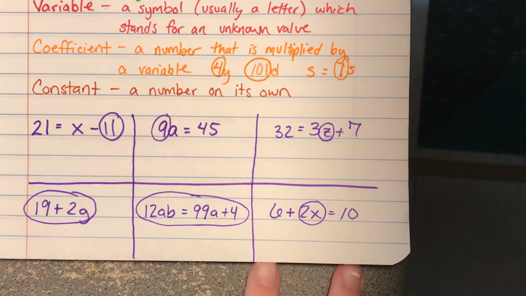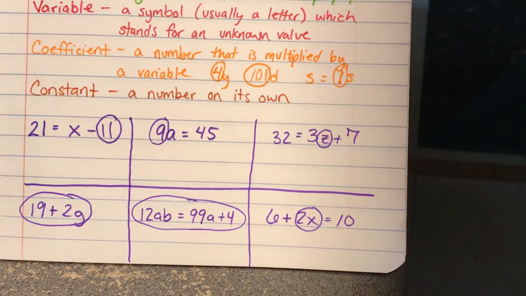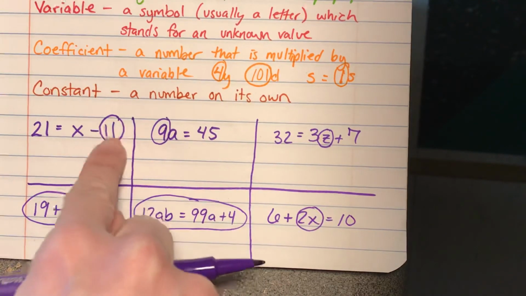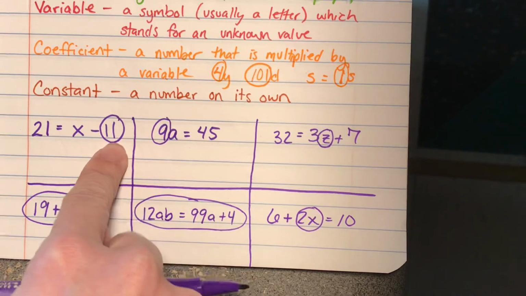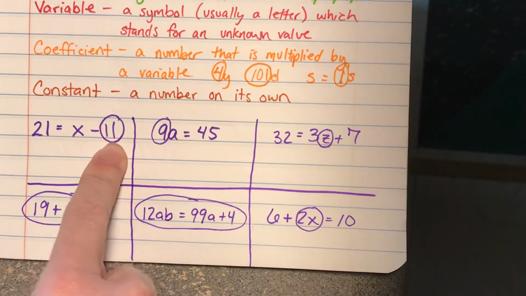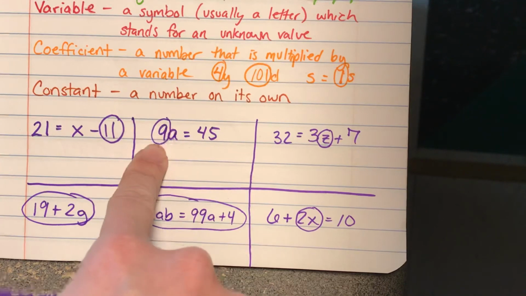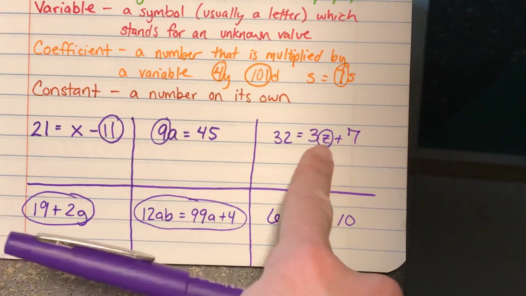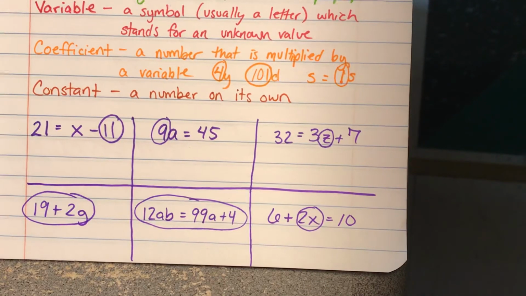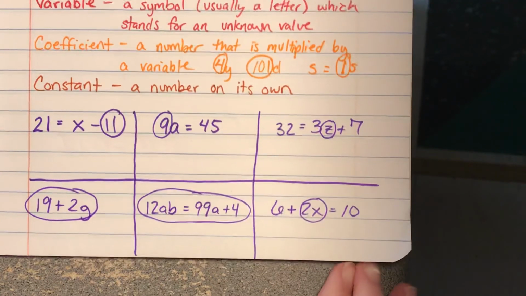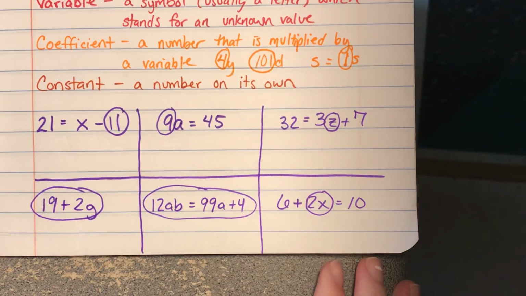So if you need to pause the video and look back at your vocabulary words, think about, okay, if I'm circling 11, what is 11? What would be the best vocabulary word to describe this 11? What about the 9? What's the vocabulary word that would describe the 9? What about the z? What's the vocabulary word that would describe the z? So pause the video, take a second, see if you can name those, and we'll go over them.